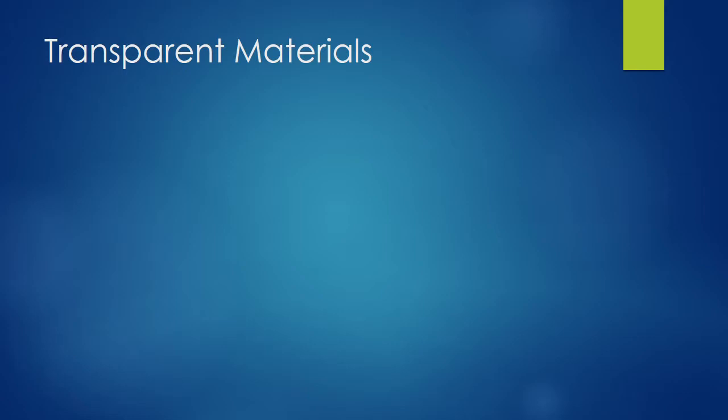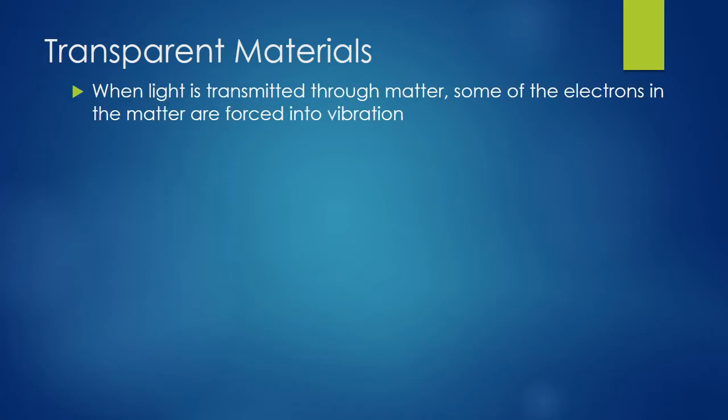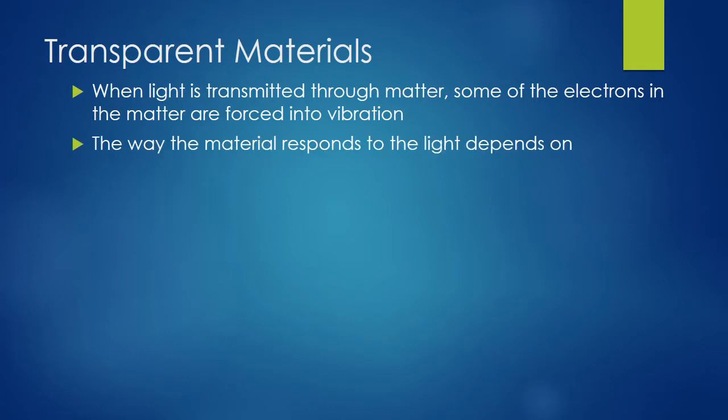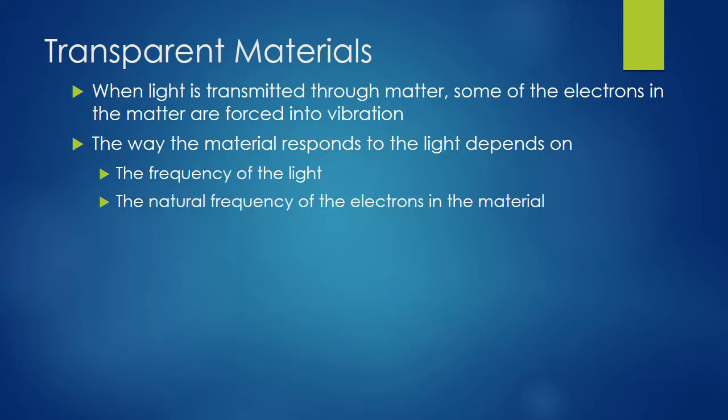So what makes it whether or not something is transparent or opaque? When the light is transmitted through the matter, some of the electrons are forced into vibration, right? And the way that the material responds to the light is going to depend on the frequency of the light coming through and the natural frequency of the material. So things that we think of as transparent, all it really is transparent to necessarily is white light that we can see, visible light. That doesn't mean it's transparent to other types of light or radio or electromagnetic waves.